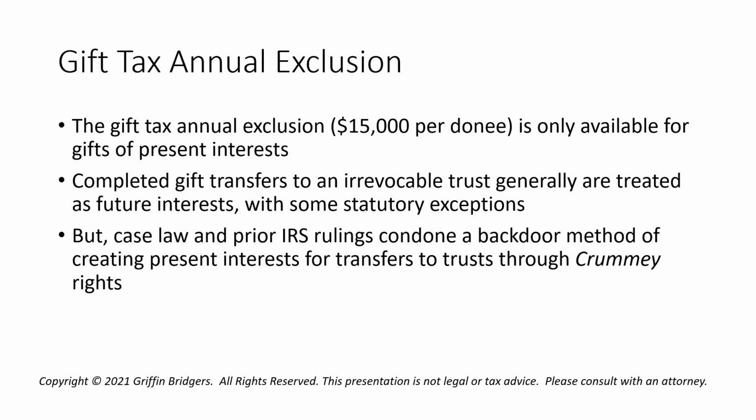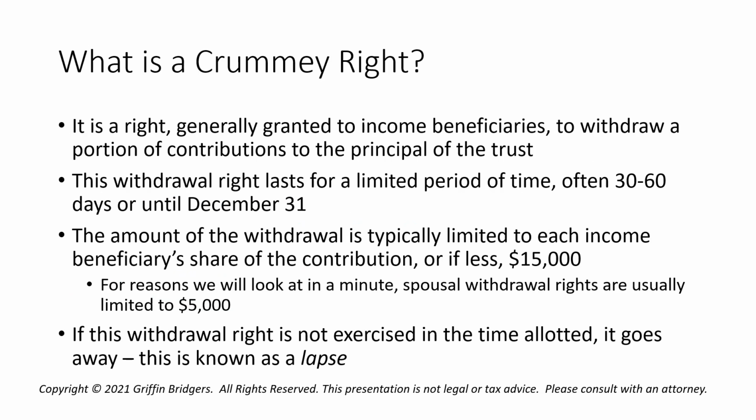That's named after the Crummey family, who went to tax court against the IRS to fight the IRS on the gift tax treatment of this right. So what is a Crummey right? Generally, it's a temporary right that's granted to income beneficiaries of a trust, some or all of them, to withdraw a portion of the contributions to the principal of the trust that may happen in any given year.